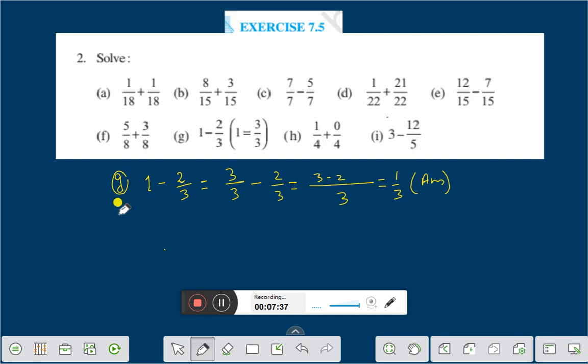Now question number H. Question number H is 1 by 4 plus 0 by 4. 4 is the LCM. 1 plus 0 is 1. Therefore 1 by 4 is the answer.